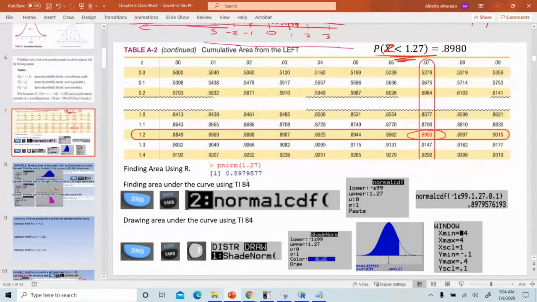You could also use normal CDF, second vars, normal CDF, and you can use this to find the left area. You could also use second vars, right arrow to DRAW, and put ShadeNorm, and that will give you the left area as well. Then I had to fix the window to these amounts. Not precisely those, but this is a good window for this normal curve. It fits pretty nicely, so you do have to adjust the window a little bit to get a better view of it.